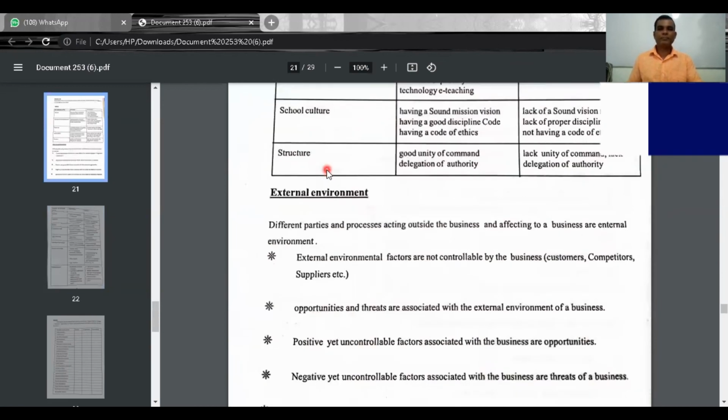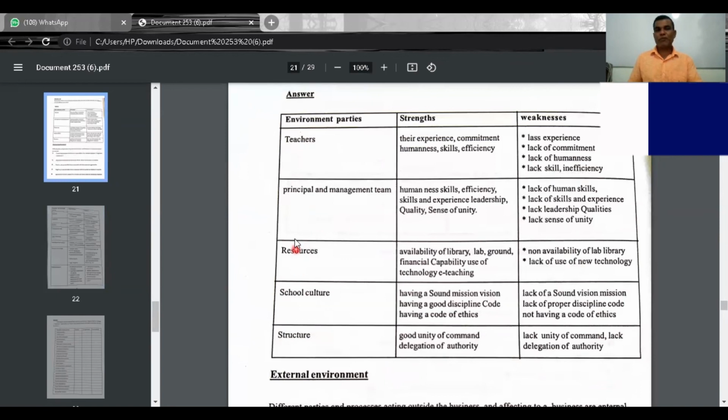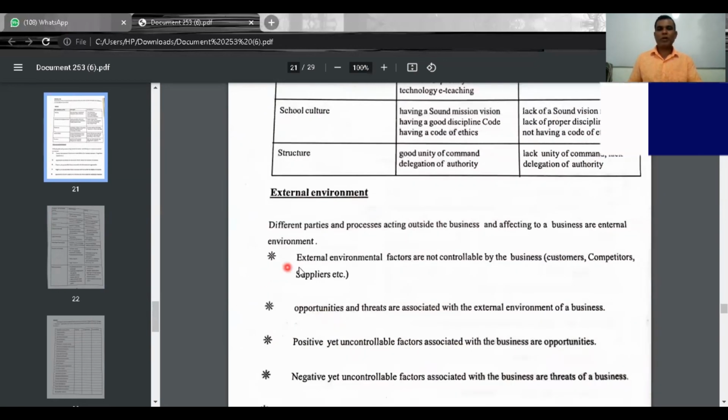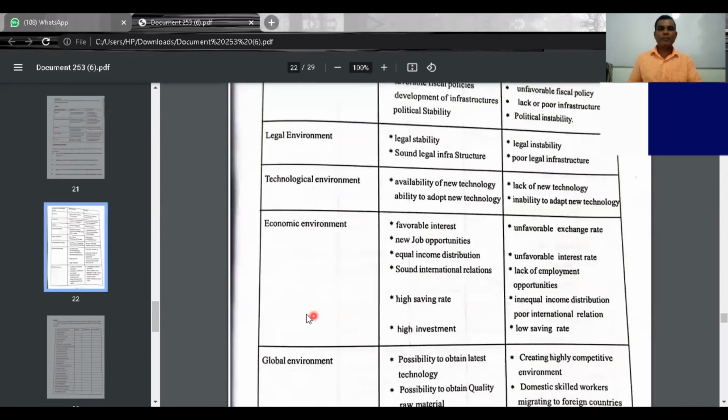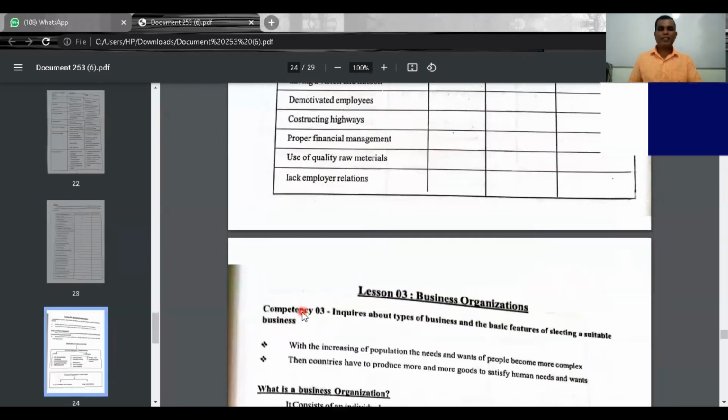Now these are examples of the internal environment related to a school. When you study the internal environment, you can identify some strengths and weaknesses. These are some strengths related to each internal environment party, and these are some weaknesses related to internal environmental parties. Then you study the external environment parties, which are not controllable by the business: customers, competitors, that type of thing. And then we did this as well.